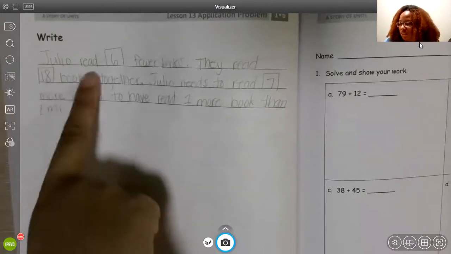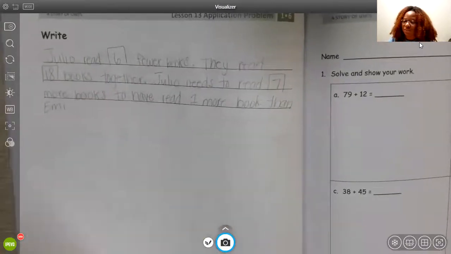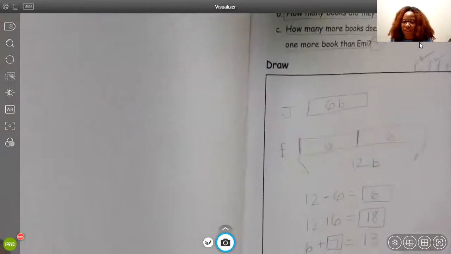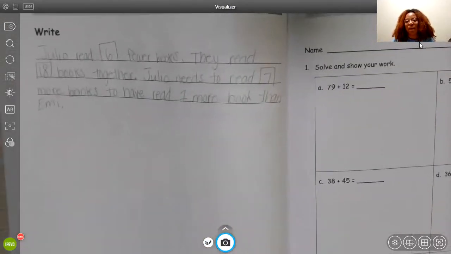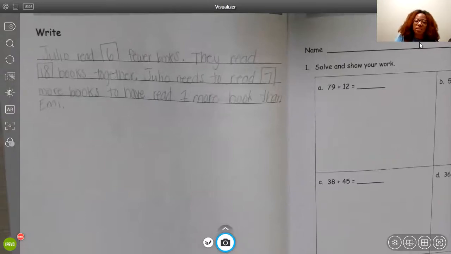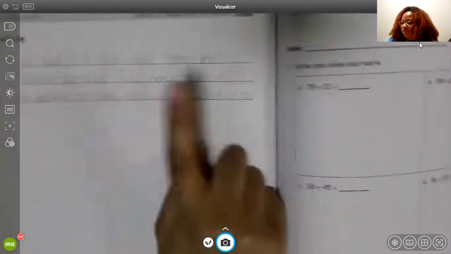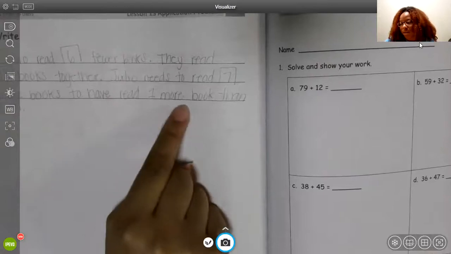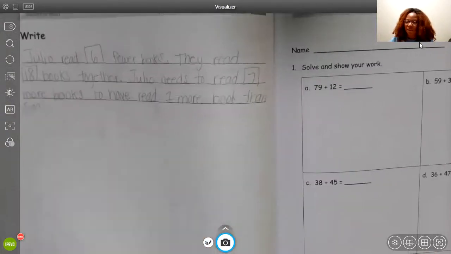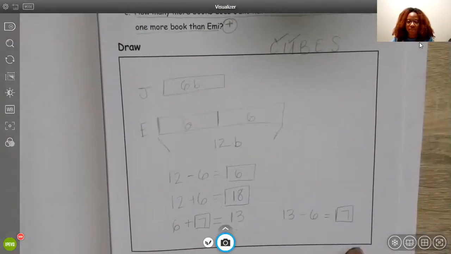Now it says Julio read 6 fewer books because remember we did 12 minus 6 in order to find that out. On here, I also wrote they read 18 books altogether because we had to do 12 plus 6 and that equals 18. And then I also wrote Julio needs to read 7 more books to have read 1 more book than Emmy. And that's what we solved here at the bottom.